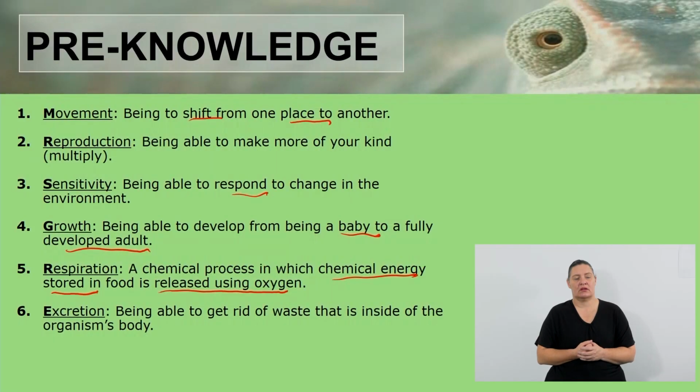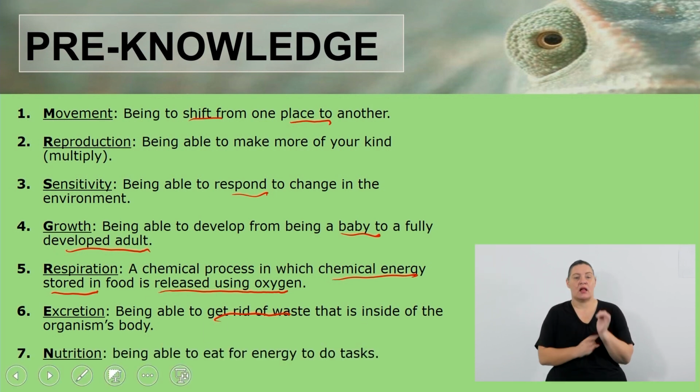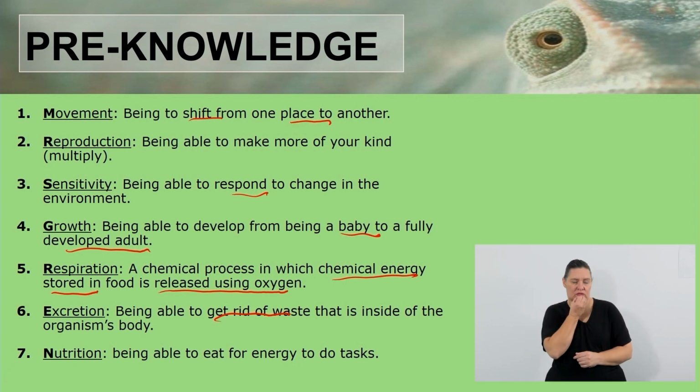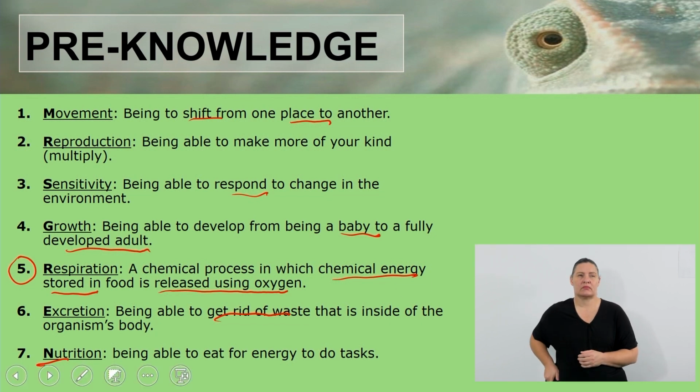And then number 6, we have excretion, which is the ability to get rid of waste that is inside of an organism's body. And our last life process is nutrition, which is being able to eat for energy to do tasks. If you look at it, the last one, number 7 and number 5, they actually work hand in hand, because number 7 is eating for energy, while number 5 speaks about the process of producing the energy. So if you remember these ones, then you are very good.